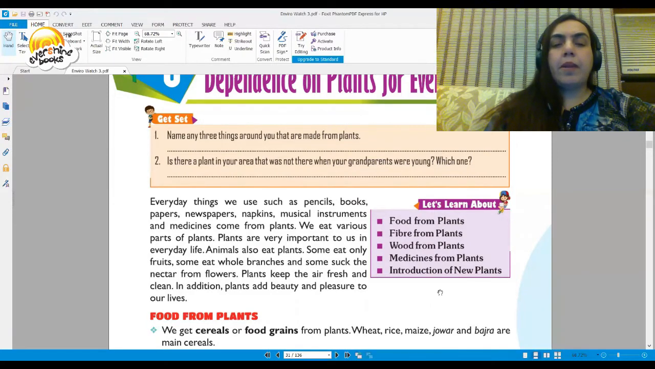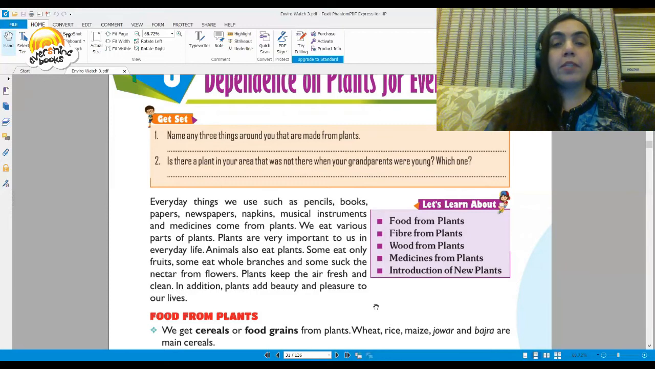Animals also eat plants. Some eat only fruits, some eat whole branches, and some suck the nectar from flowers. Plants keep the air fresh and clean. In addition, plants add beauty and pleasure to our lives.